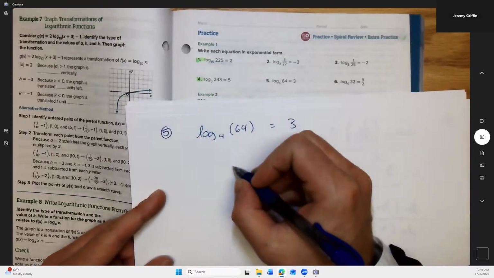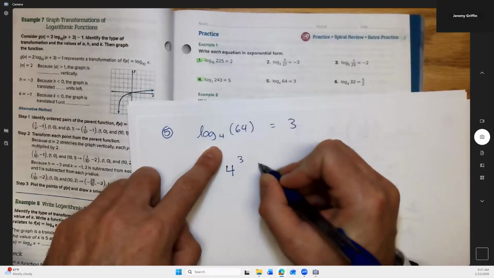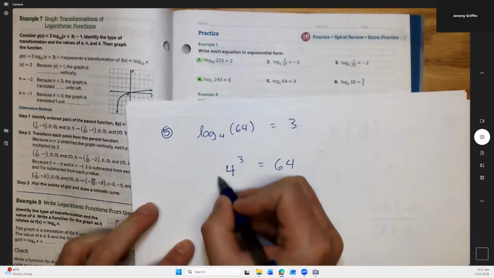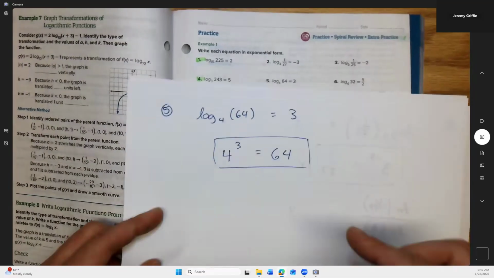4 to the power of 3 equals 64. That's definitely true, isn't it? Because 4 times 4 times 4 would be 64.